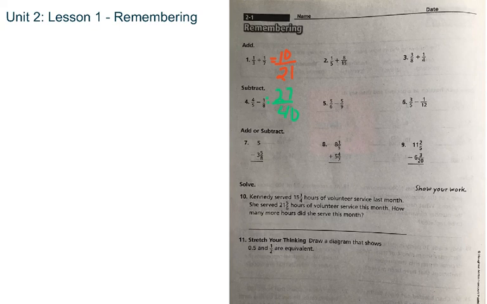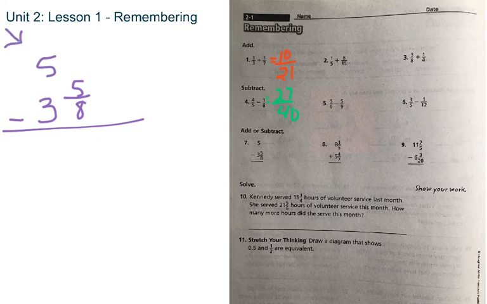With number 7 it reads 5 minus 3 and 5/8. Okay, and because we don't have a fraction up here with the 5, we need to borrow from that 5. When we borrow, the 5 becomes a 4. And we've taken one whole out. And in order to write that one whole as a fraction, we need to look at the fraction down below. And 1 whole in eighths is equal to 8/8.